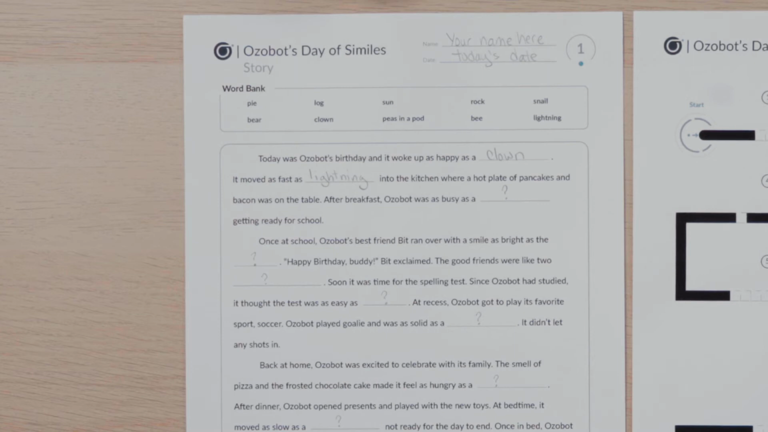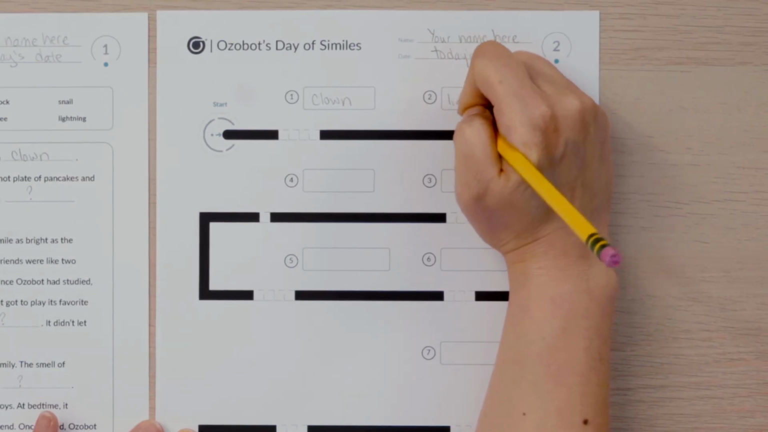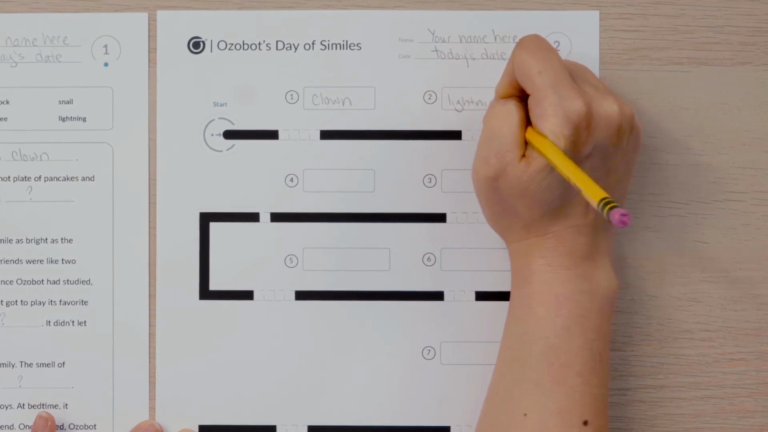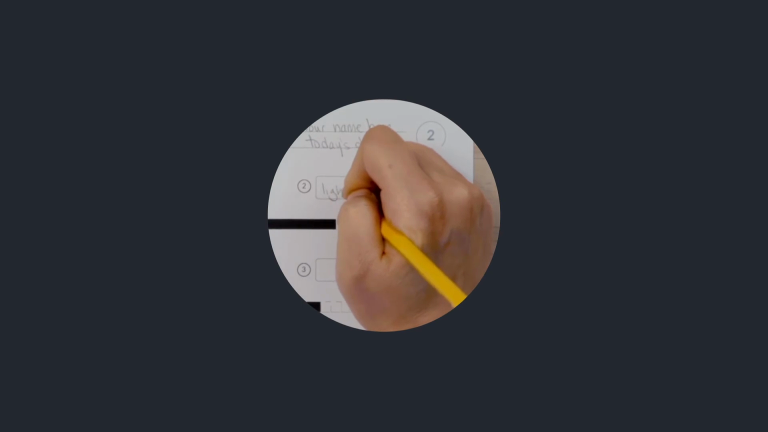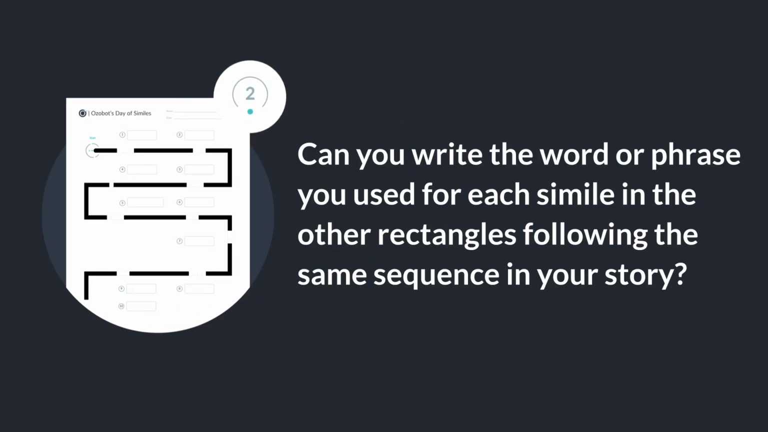Look at the second simile in the story. The missing word was lightning. I will write lightning in the rectangle with the number 2 next to it. Can you write the word or phrase you use for each simile in the other rectangles following the same sequence in your story?